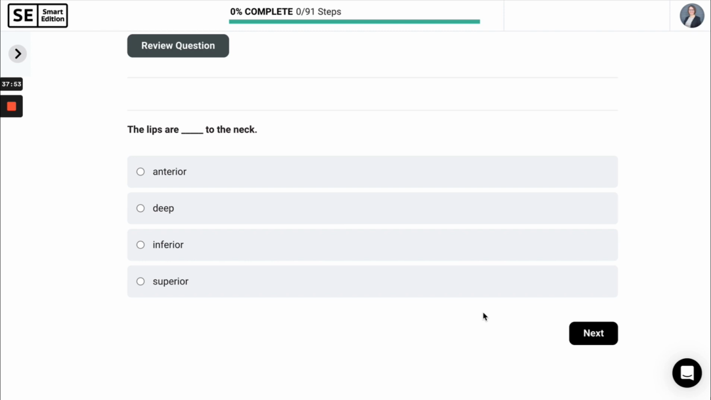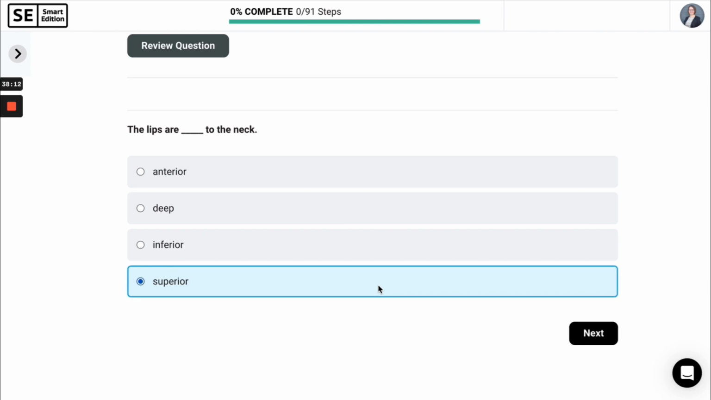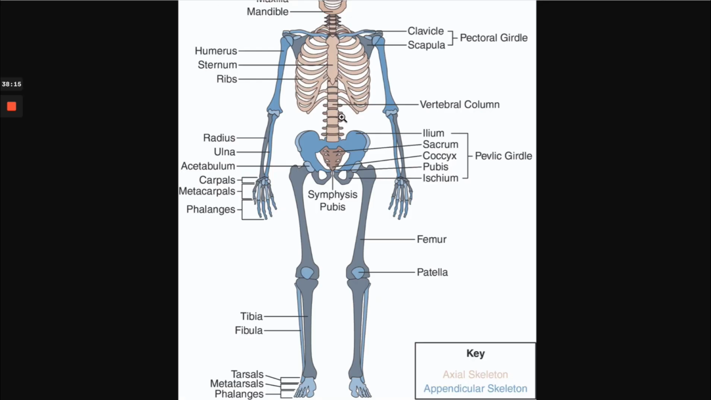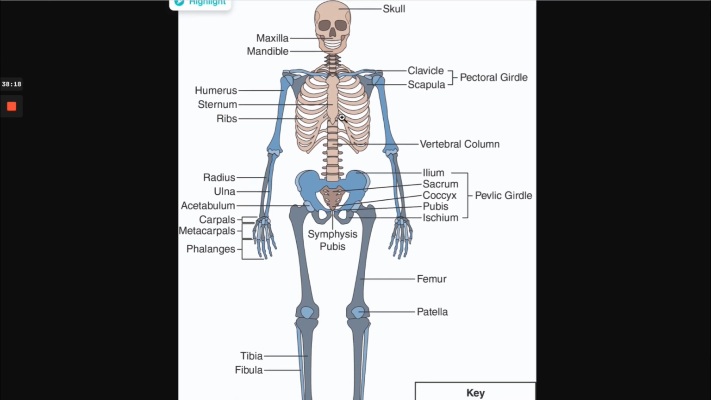The lips are blank to the neck. Is it anterior, deep, inferior, or superior? The correct answer here is superior. So let's go back to our skeleton, even though we're looking at the skeleton, so we're not seeing any lips. Superior refers to a structure above another structure. So because the lips are above the neck, so lips and mouth above the neck, the lips are superior.